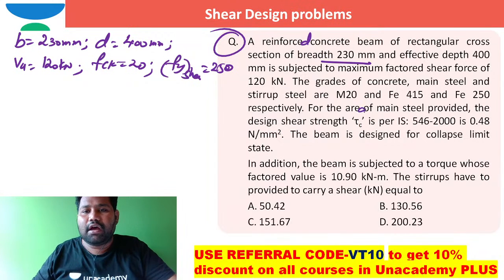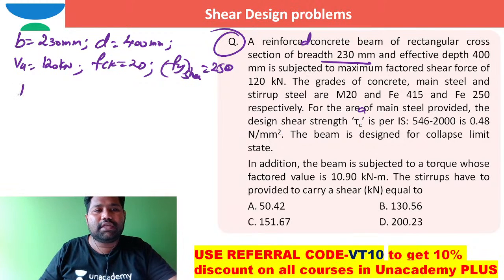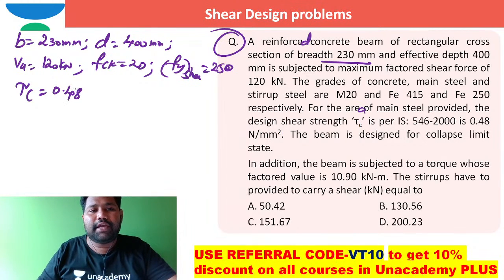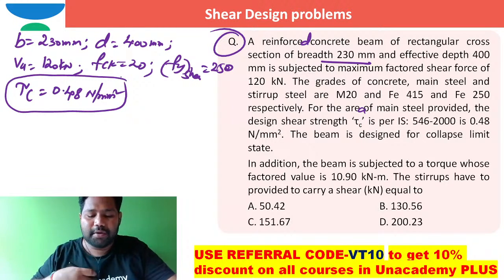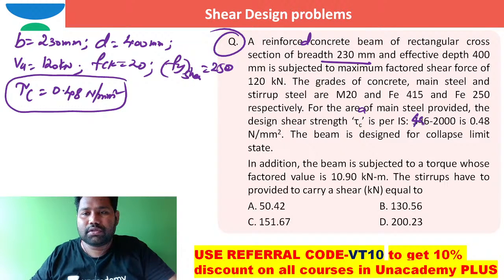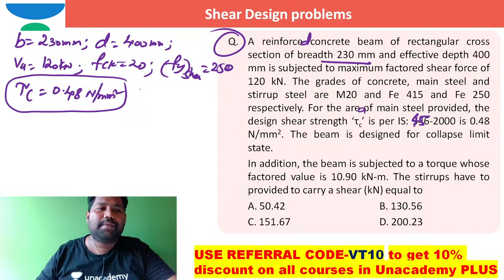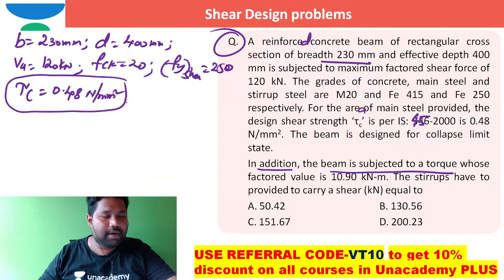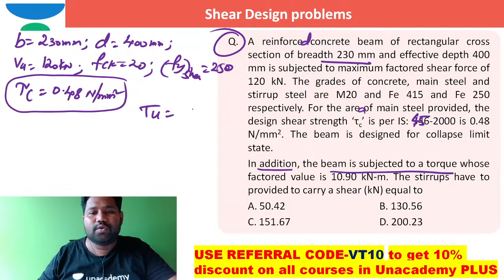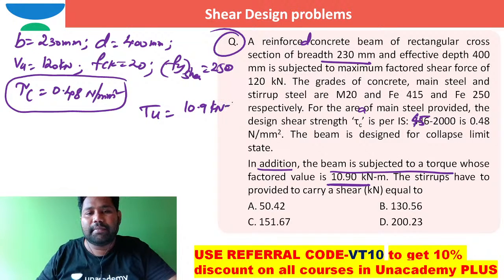For the area of main steel provided, the design shear strength tau c is 0.48 Newton per millimeter square. To be frank, I need to work out this tau c from table number 19, but here it's a competitive examination, so generally the value of tau c will be directly given to you. In addition to this, the beam is subjected to a torque, or torsional moment, whose factored torsional moment is 10.9 kilonewton meter.